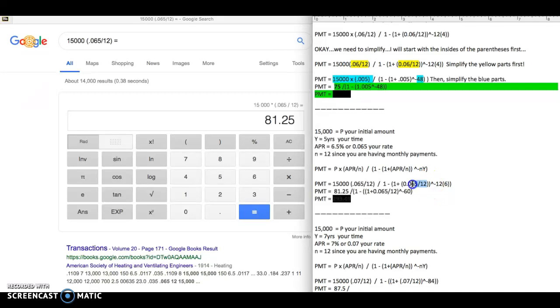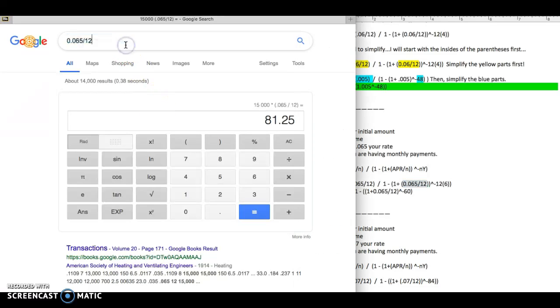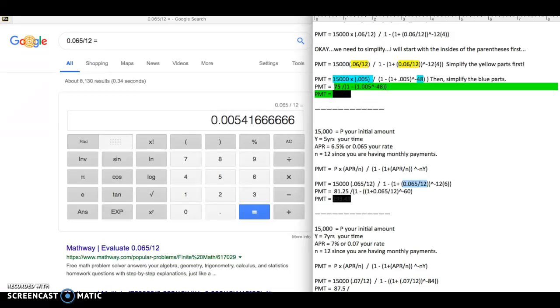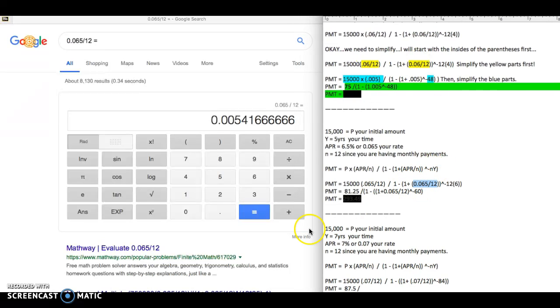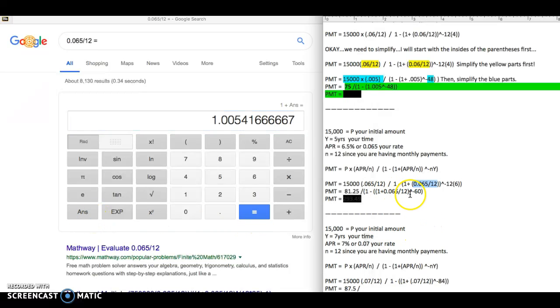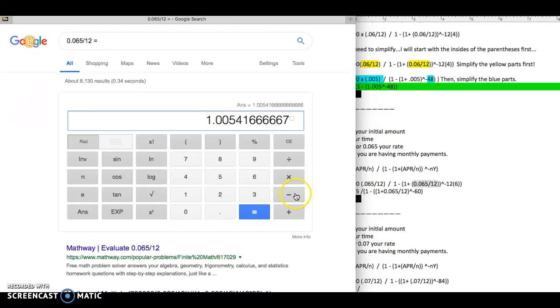Then I go right inside here into the inside of my parentheses. And I put him in here. My percentage, my APR divided by 12 is equal to 0.00541. Okay, I want to add 1 to that. So going back to our example here, I need to add 1. So I'm going to do 1 plus my answer equals. Okay, and then I take that to the negative 60. So I go here, there's my exponent key here, to the negative 60. Okay, and I get 0.72.